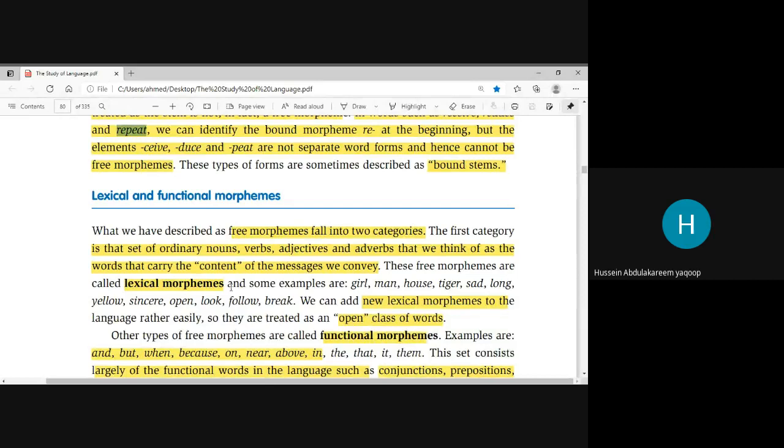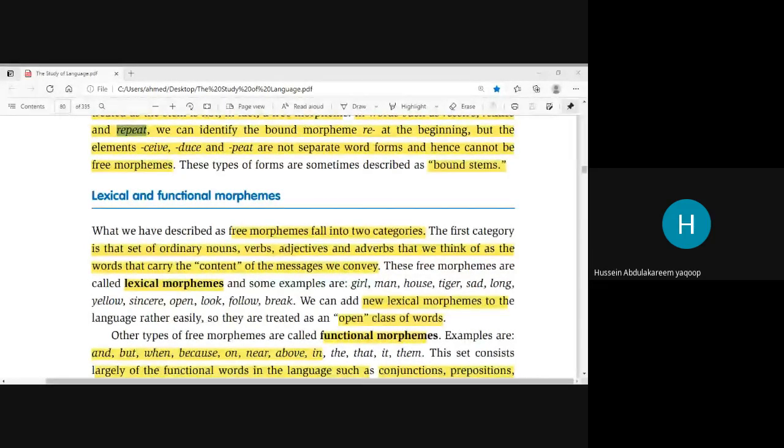Tell me something about the lexical morphemes. It is a type of free morpheme. This is okay, but can you give me some examples? The verbs, nouns, adjectives, adverbs. Okay. So, these words are also called content words. Content words like girl, man, house, tiger, sad, etc. So all these are lexical morphemes. Thank you very much, Yasemin. This is good. Now, what is one of the main features of lexical morphemes?